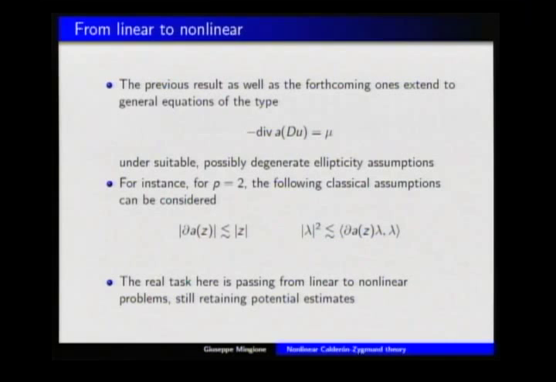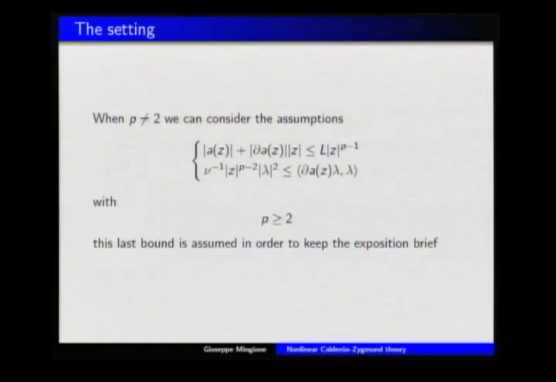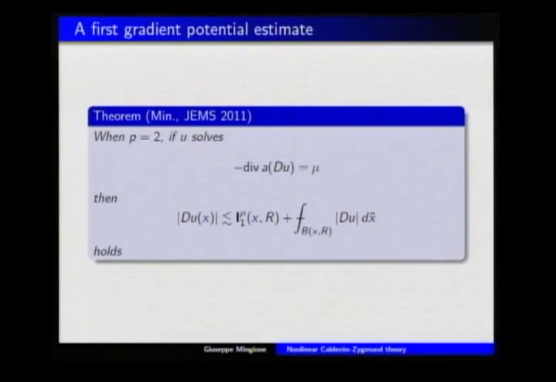And the real task is really passing from linear to nonlinear problems because the point is that there are no representation formulas here. And in the case p larger than 2, we still consider the following assumptions that generalize the p-Laplacian growth and ellipticity properties. Okay, and then the first result was obtained by me a few years ago, actually in 2008. Then there's a delay in publication, of course. The first result tells you essentially what you want to have, that you can bound pointwise the gradient via the Riesz potentials, plus the usual localizing term that is unavoidable, because when R goes to 0, then you get the gradient on both sides.